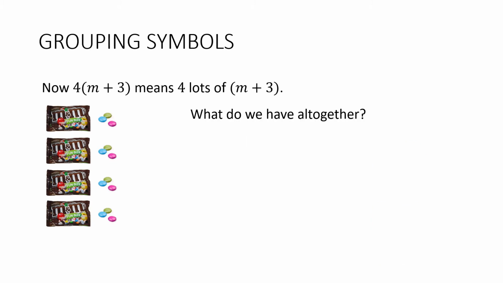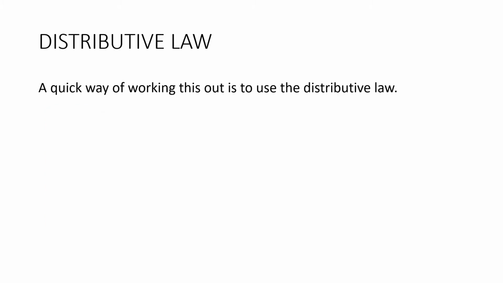So what do we have all together? Well, we've got m plus 3 plus m plus 3 plus m plus 3 plus m plus 3, which is 4m plus 12. So a quick way of working this out is to use the distributive law. And you learnt this earlier in Year 7 with numbers. So here it is here.